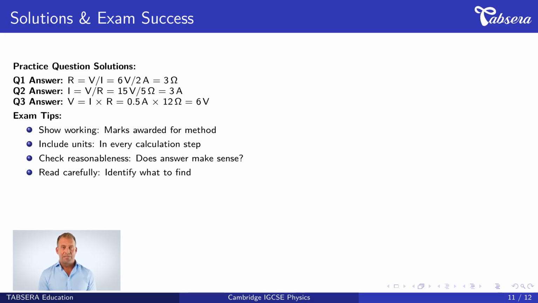Now, exam success tips. First, always show your working step by step. Even if the final answer is wrong, you earn marks for correct method. Second, include units in every calculation step. Third, check if your answer is reasonable. If you calculate impossible values, review your work. Fourth, read questions carefully to identify exactly what you need to find.